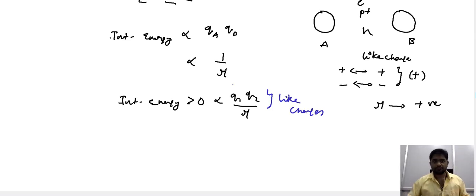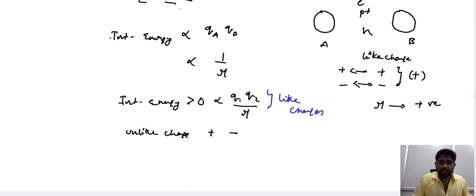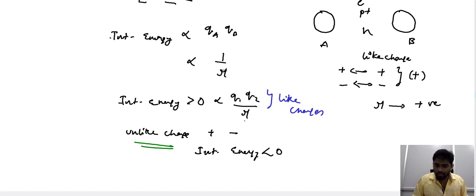Now if you reverse and consider the interaction between unlike charges, it will be between positive and negative charges. So it means the product here will be negative. Therefore, for unlike charges, the interaction energy would be less than 0, because R again can only be positive, it cannot be negative.